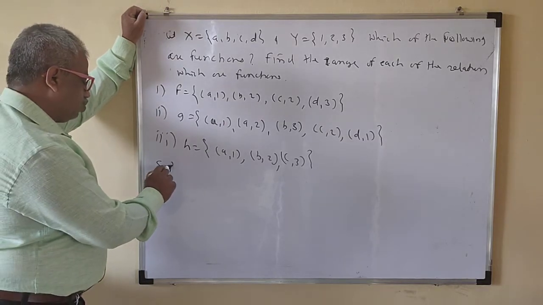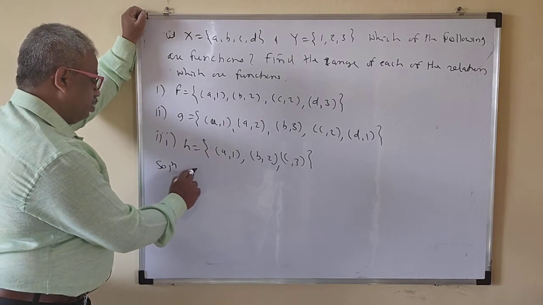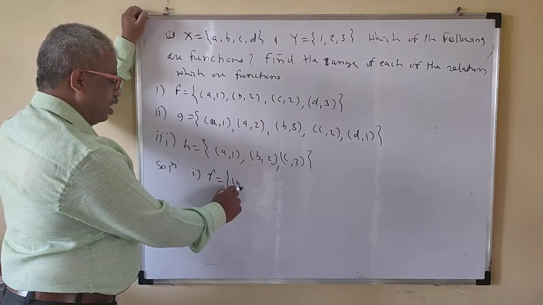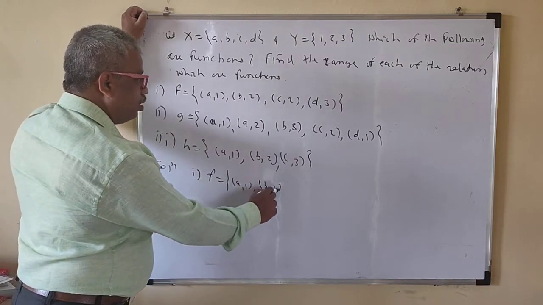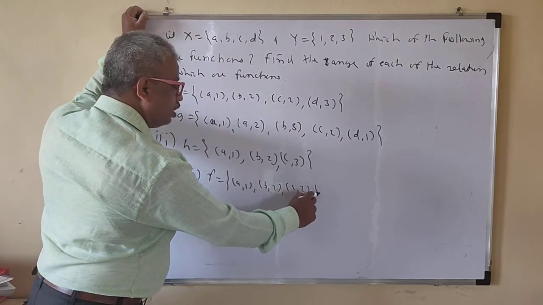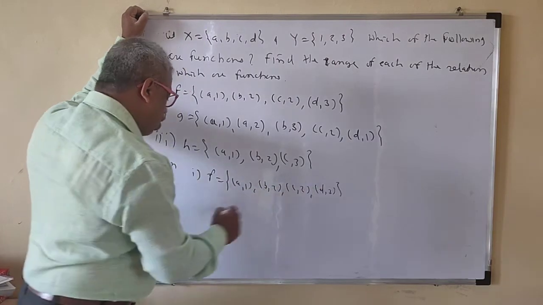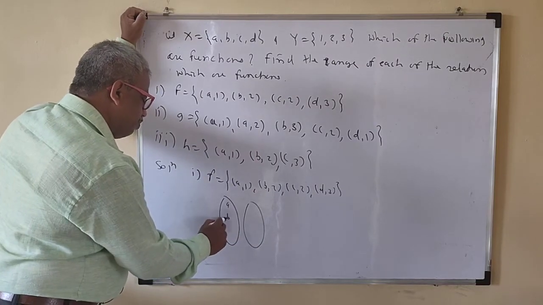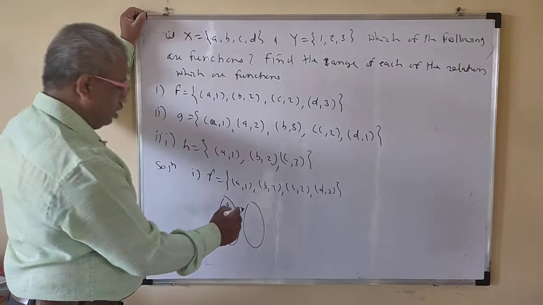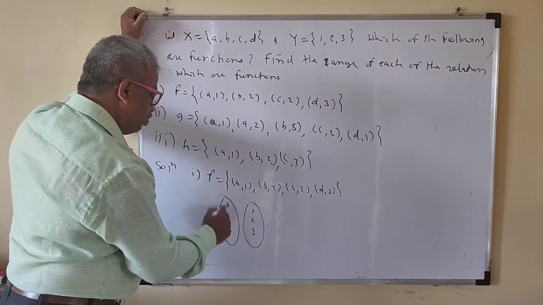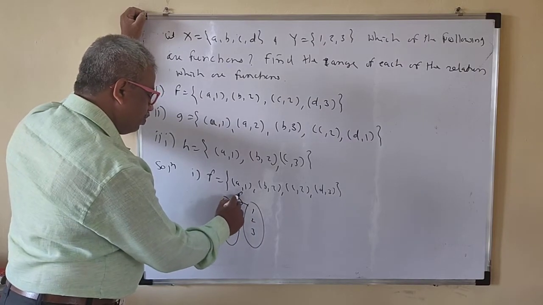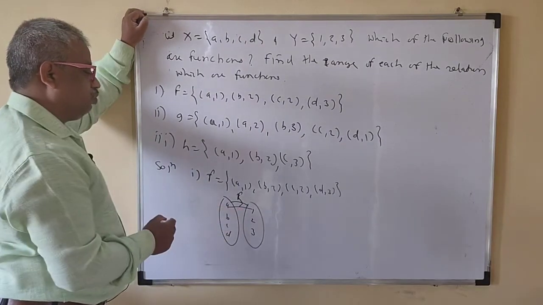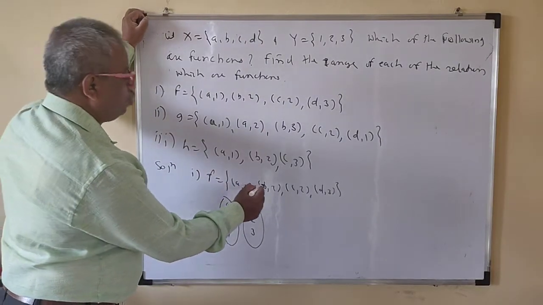Okay, so solution 1. F is equal to {(A,1), (B,2), (C,2), (D,3)}. How can we write this? We will write this in the form of a diagram: A, B, C, D, and 1, 2, 3. So this is your F. A is related to 1, just A is related to 1, B is related to 2.